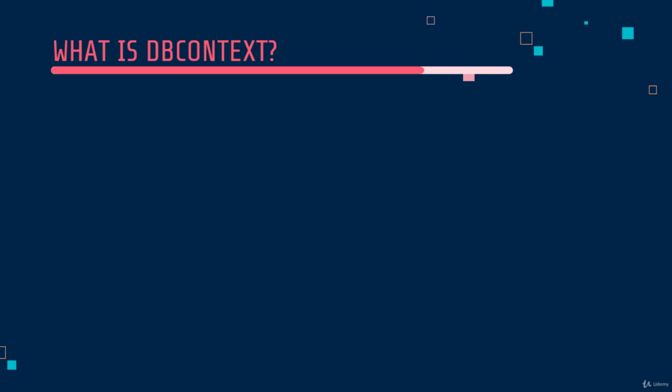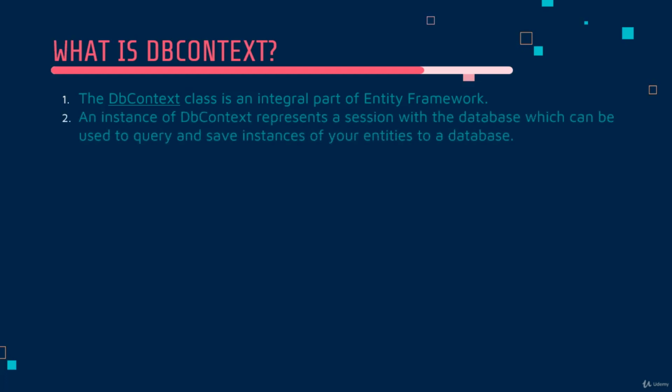Now we need to learn about an important concept, which is DbContext in Entity Framework Core. The DbContext class is an integral part of Entity Framework. An instance of DbContext represents a session with the database, which can be used to query and save instances of your entities to a database.